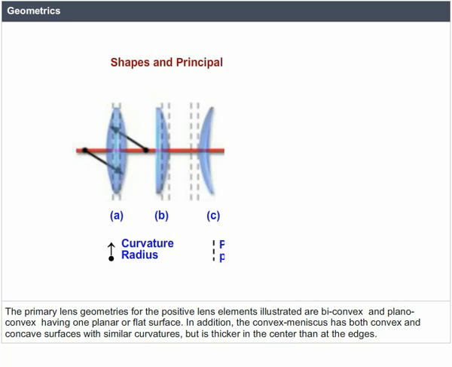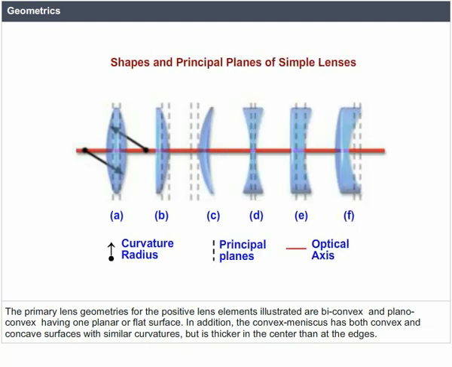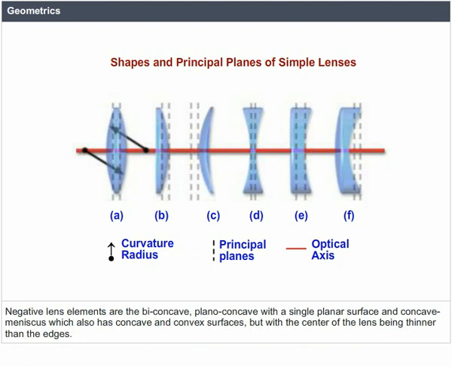The primary lens geometries for the positive lens elements illustrated in the figure are biconvex and plano-convex, having one planar or flat surface. In addition, the convex meniscus has both convex and concave surfaces with similar curvatures, but is thicker in the center than at the edges. Negative lens elements are the biconcave, plano-concave, with a single planar surface, and concave meniscus, which also has concave and convex surfaces, but with the center of the lens being thinner than the edges.